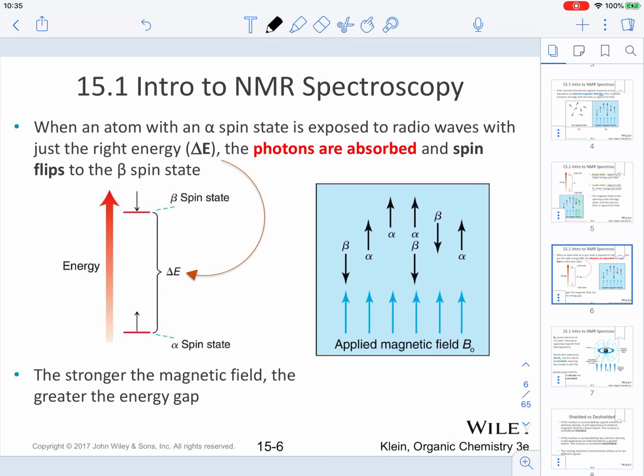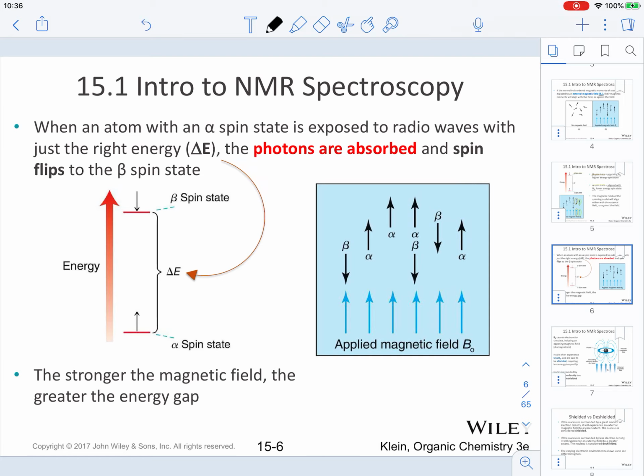And then once it is in that higher energy, it's actually going to relax back into the ground state. Because it goes back and forth from alpha to beta and then relaxes back to alpha, that whole process is called resonance. One of the things that we need to establish is that the stronger the magnetic field in this system, the greater the energy gap that is going to be present between the alpha spin state and the beta spin state.